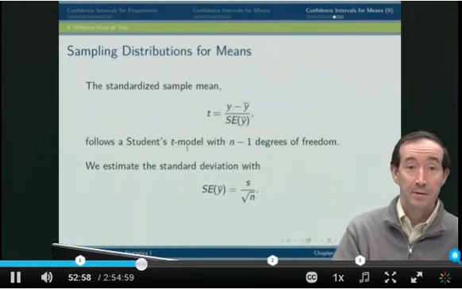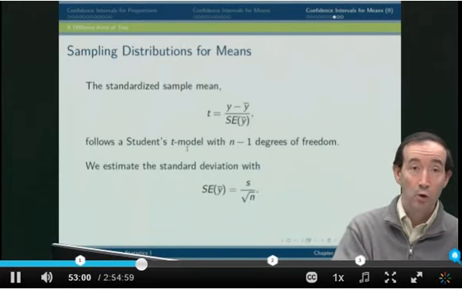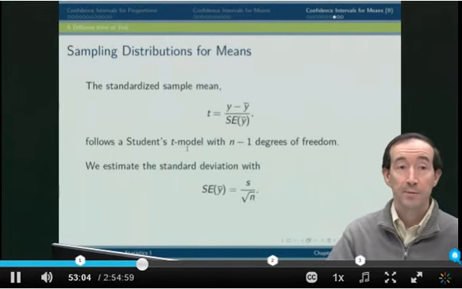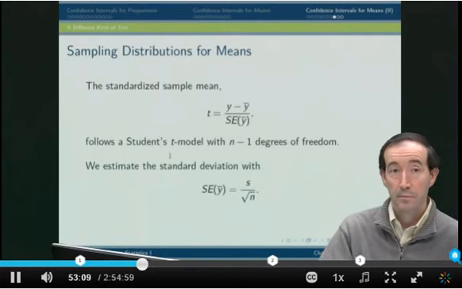Every different sample size has its own t-distribution, right? Every different number of degrees of freedom leads to a slightly different t-distribution.